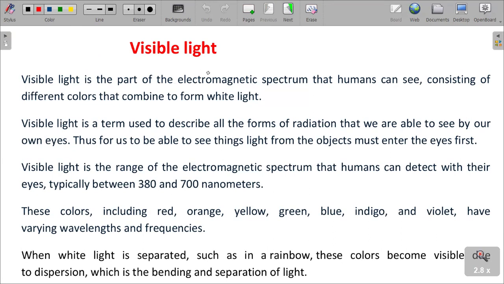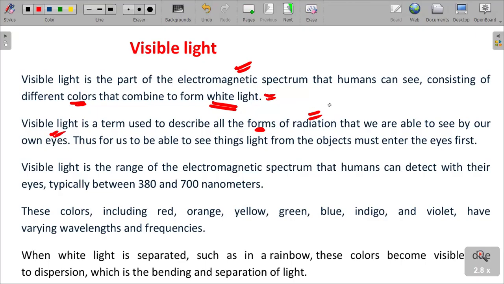Visible light is the part of the electromagnetic spectrum that humans can see, consisting of different colors that combine to form white light. Visible light is a term used to describe all the forms of radiation that we are able to see with our own eyes.